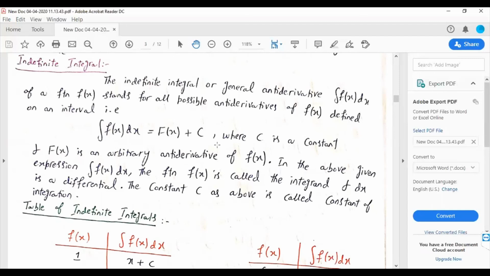We can solve them this way, and F of x is an arbitrary antiderivative of the function, and in the above given expression, f of x inside the integral is basically the function. It is called the integrand. dx is the differential and c is the constant, and it is known as the constant of integration.